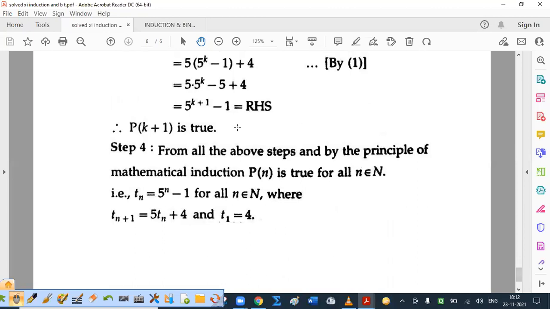Usually we say this implies, or P of k is true implies P of k plus 1 is true. And in the last step we say that from all the above steps and by the principle of mathematical induction, P of n is true for all n belonging to capital N. For convenience, we have used Pn. So you have to say that Tn is 5 raised to n minus 1 for all n belonging to set of natural numbers, where Tn plus 1 is 5Tn plus 4 and T1 is nothing but 4.